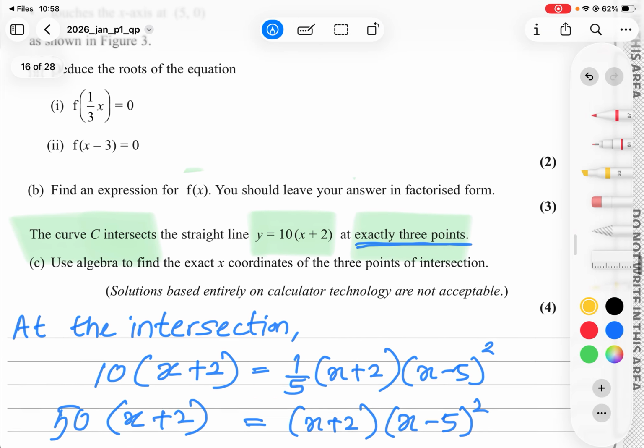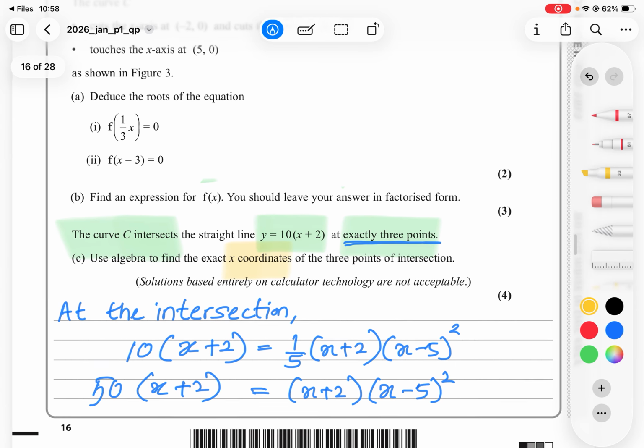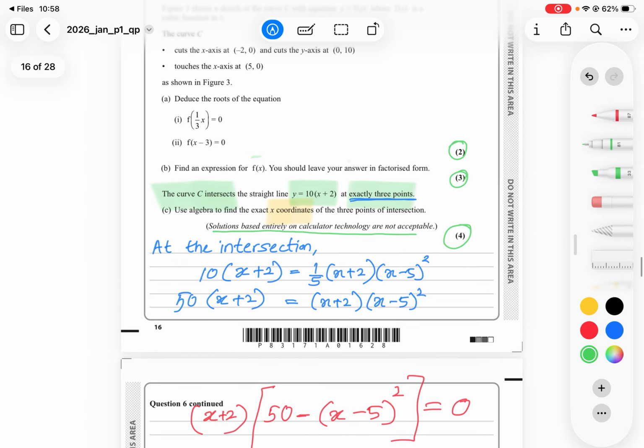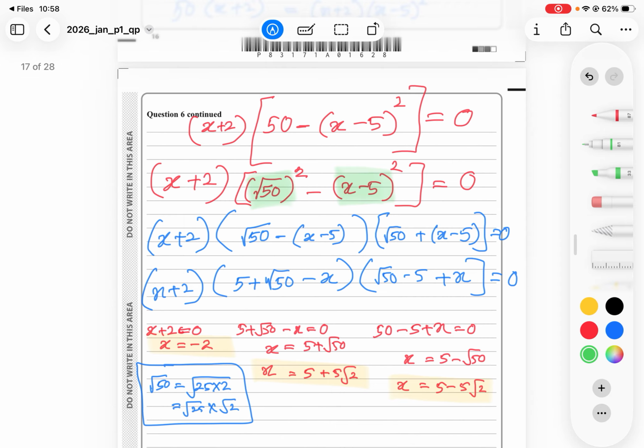Let's see whether they're asking us for the coordinate or the x. They're asking for the exact x coordinates only. So we have all three answers. This is how we can get full marks for this question. Because we have to show our workings, since it says answers relying entirely on calculator technology are not acceptable. That's why we need to show how we factorized this. Thank you.